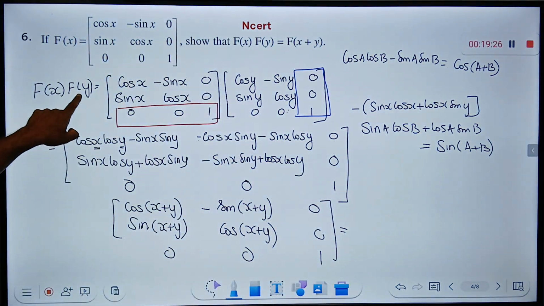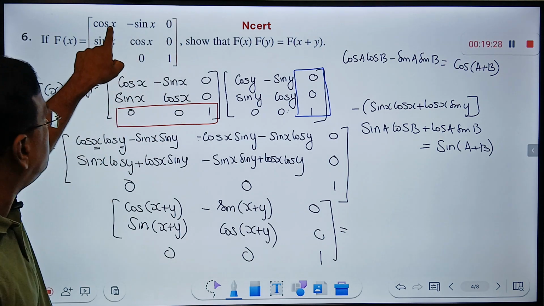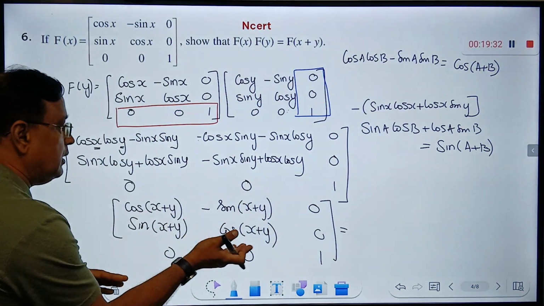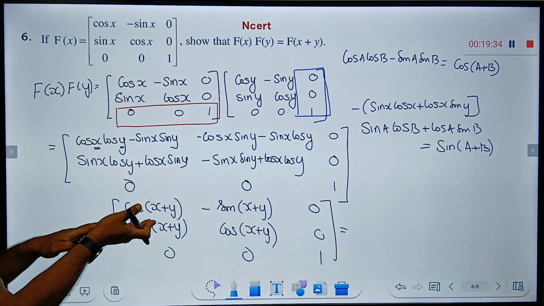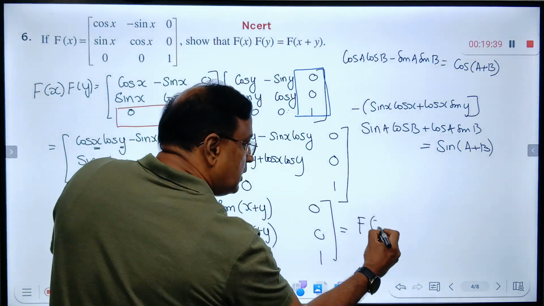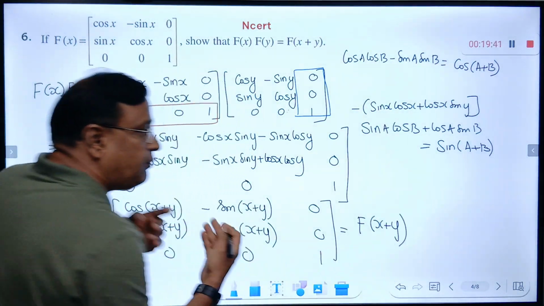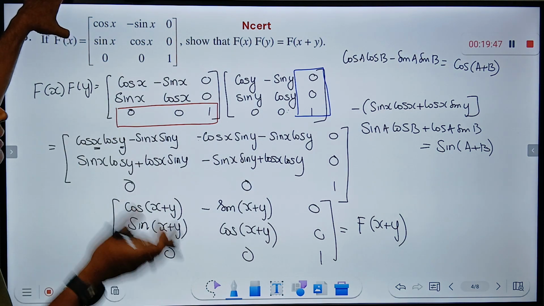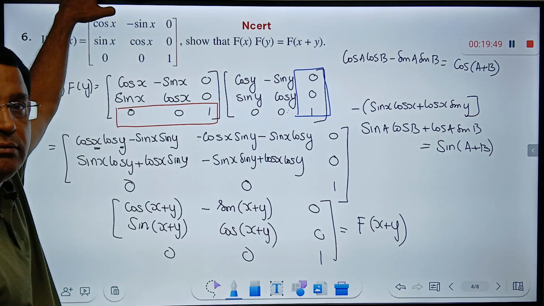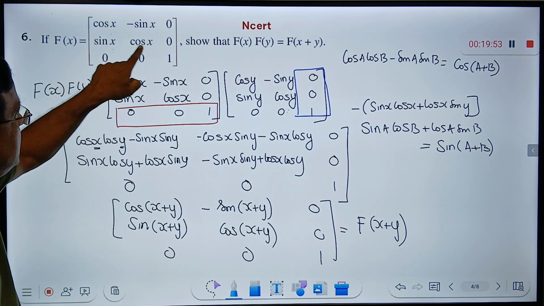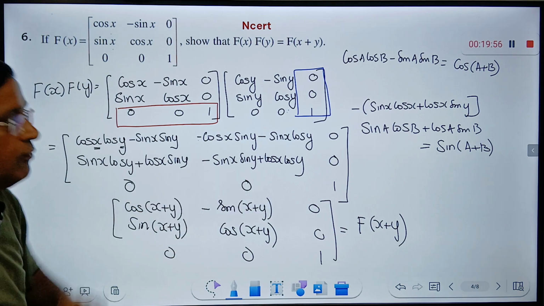Now f of y is, you are replacing x by y. Now if you notice this carefully, your x is replaced by what? X plus y. So don't you think this is f of x plus y? What is f of x plus y? This is f of x. F of x plus y is wherever x is there, replace it by x plus y. Correct? So you will see x plus y, x plus y, x plus y, so you get this. So this is f of x plus y.